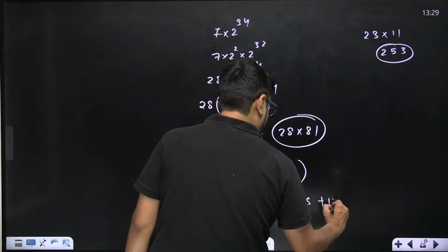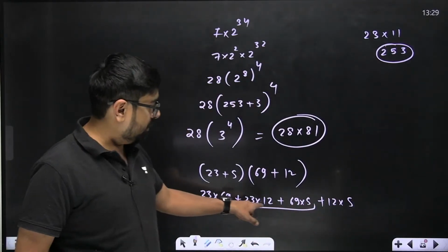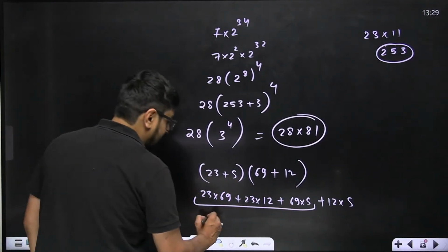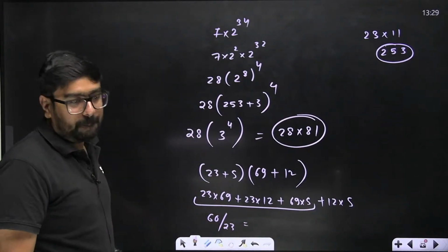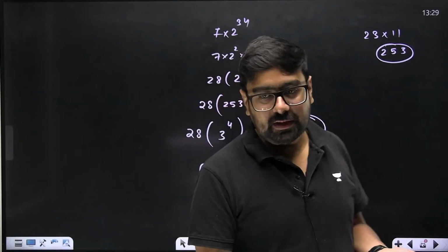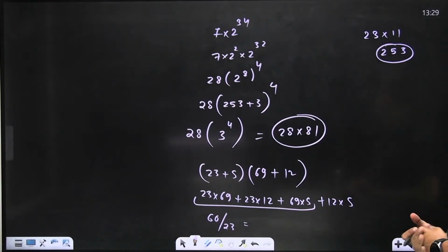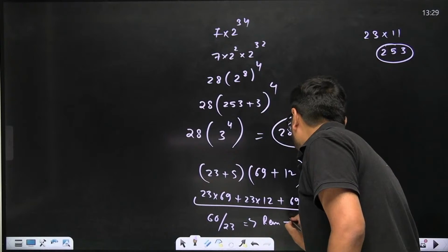plus 12 into 5. All these are divisible by 23. This is divisible by 23. This is divisible by 23. This is divisible by 23. Only 60 is not divisible by 23. So we'll check the remainder over here. 23 into 2 is 46. 46 plus 14 will be 60. So 14 will be our remainder. Remainder will come out as 14.